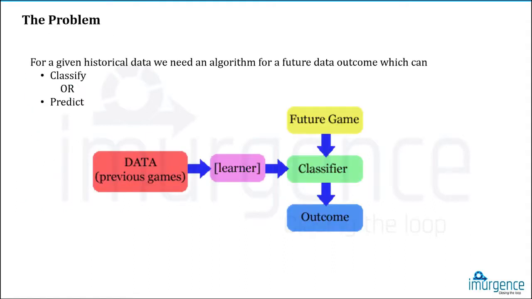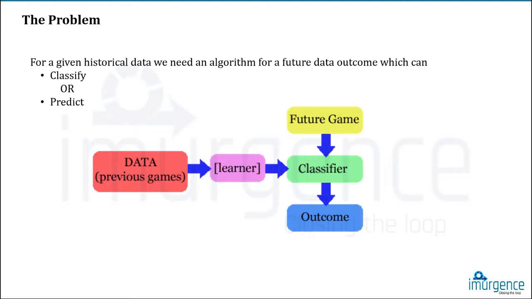So the problem at hand is that you have a large amount of historical data and you need an algorithm for a future data outcome. That is, you want to either classify or predict. So suppose you have data like previous games played, right? And then you have something like a black box, which is a learner, which has to do a classifier's job, or if it is a point prediction, which has to do a predictor's role.